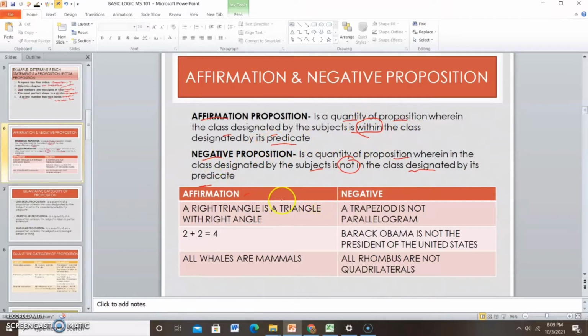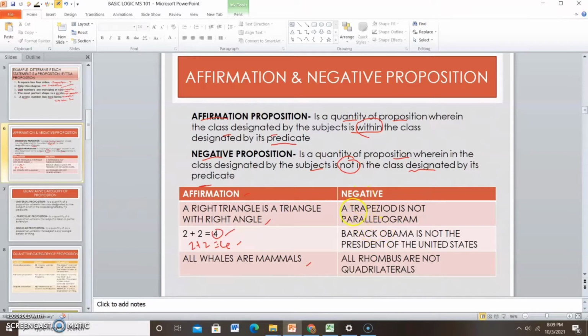For example, affirmation. A right triangle is a triangle with a right angle. That is correct. 2 plus 2 equals 4 is a complete thought and it is true. 2 plus 2 equals 6 is not. So, affirmation. And next, all whales are mammals. This is one example of affirmation.